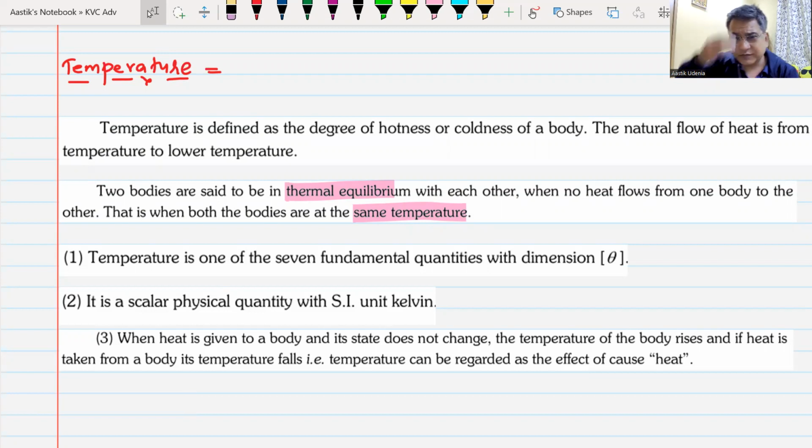Now, there is one more place where you give heat to a body, but the temperature does not change. That is because the state of the body is changing. We will see that thing too. Maybe today we will start with that topic as well. Anyways, so far so good.